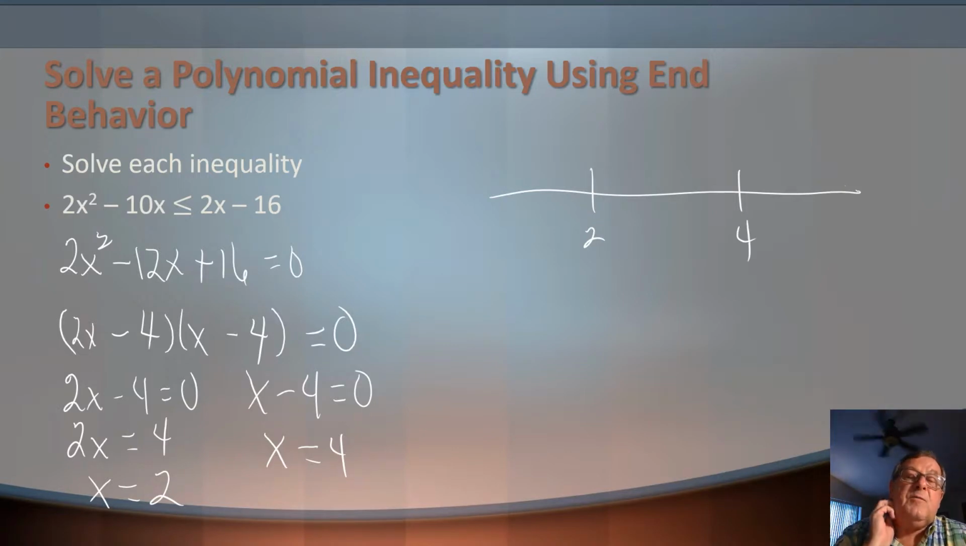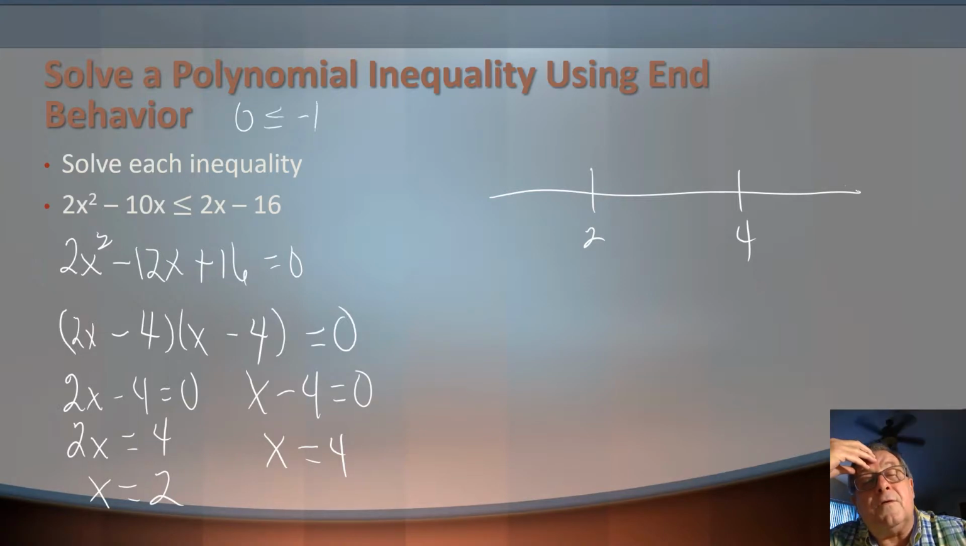Let's go back to my original inequality. Over here on the left side of this interval, I could use 0 as my test point. If I put 0 in for x, 0 squared is 0, 2 times 0 is 0, and negative 10 times 0 is 0. Then on the other side, substituting 0 for x, 2 times 0 is 0, and then I've got negative 16. So I'm asking myself, is 0 less than or equal to negative 16? Of course, the answer to that is no. So that interval is out.